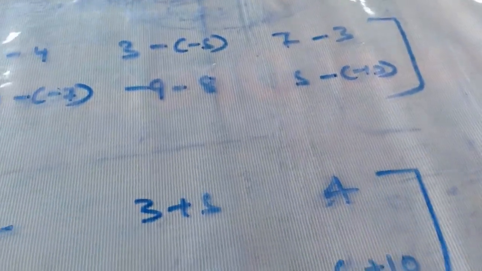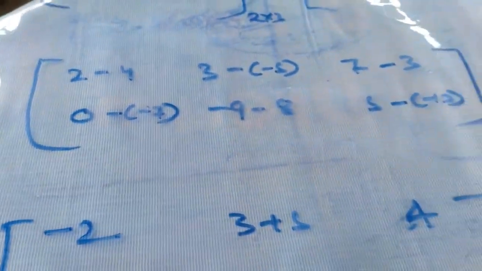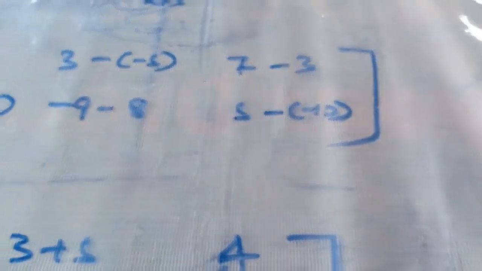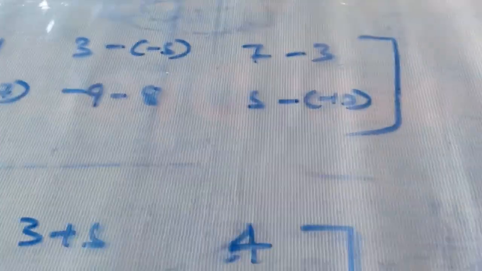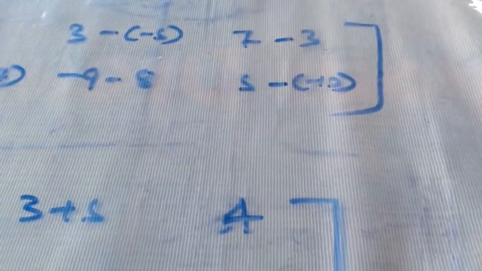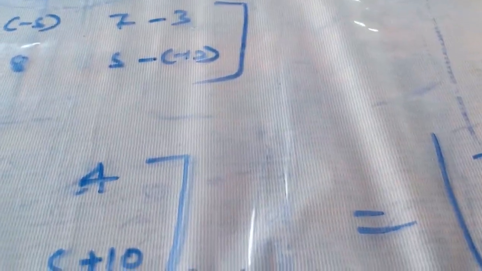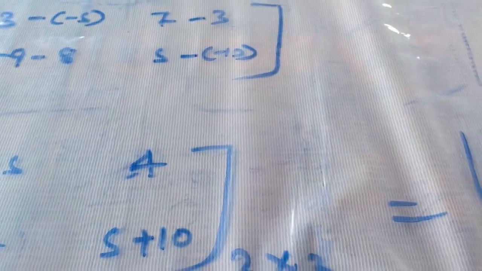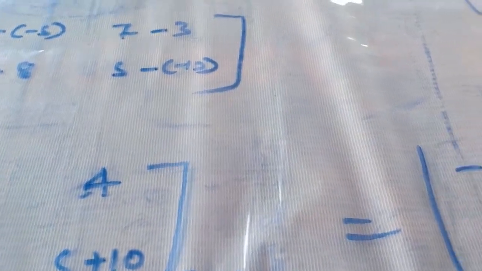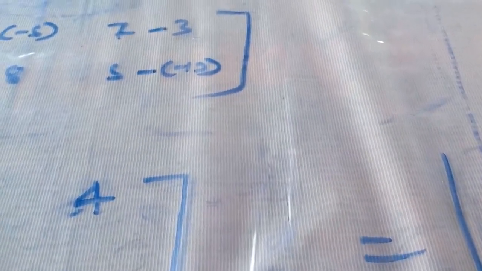So this is all of the matrix result. This is also 2 into 3. The final result will be like this. The answer is minus 2, 8, 4, 7, minus 17, 15. So this is the final output.